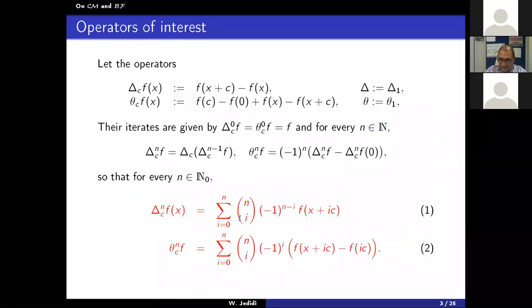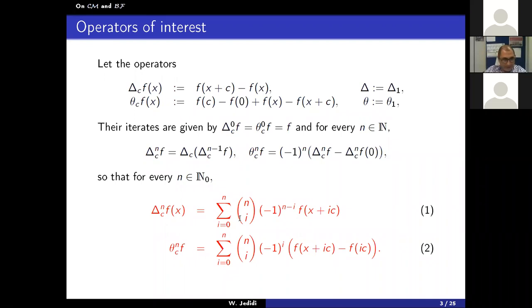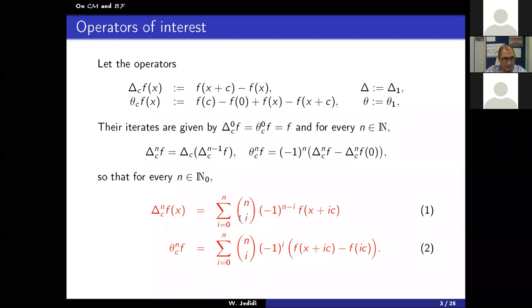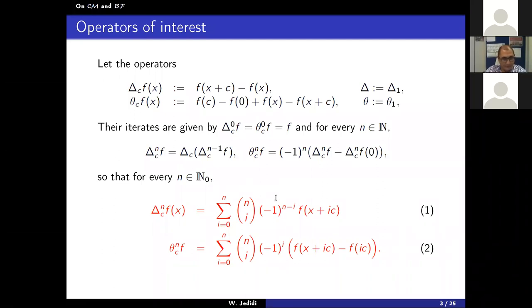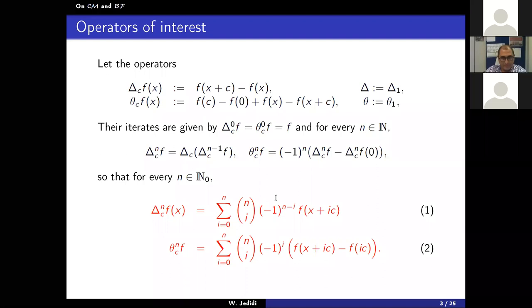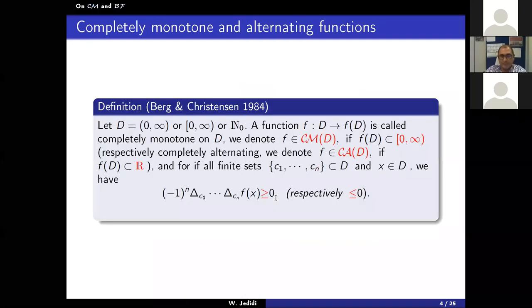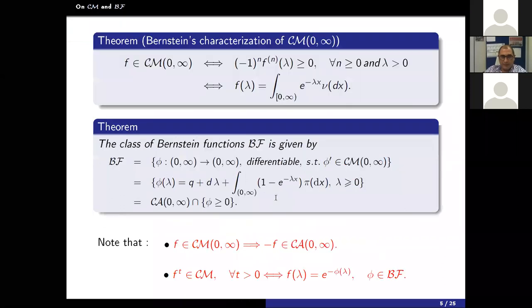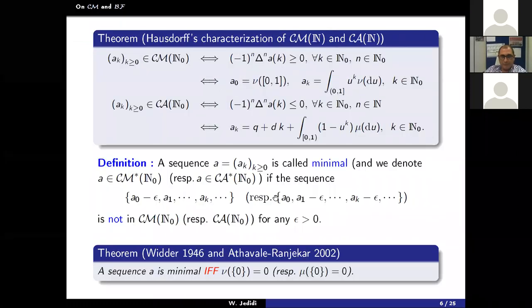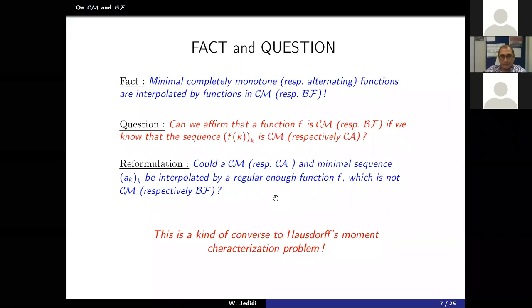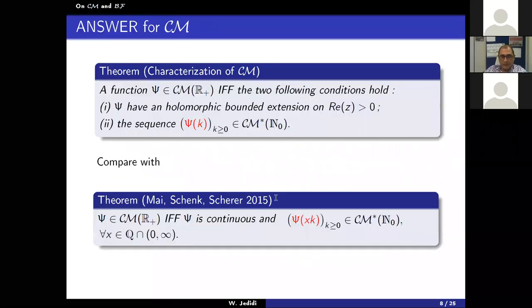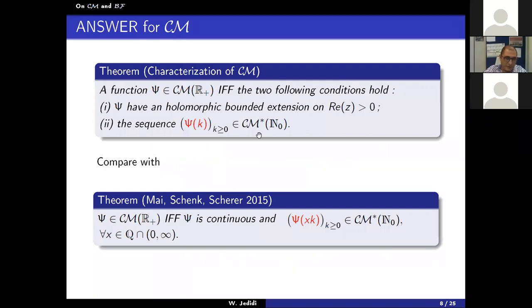I'm not sure that I understand well, mainly the first part of your talk. So if I understand well, you speak about Bernstein functions and completely monotone functions, and we give some characterization of them. And we link this to a Levy measure, a Levy process. Is it right? Your motivation was Levy-Khintchine and Levy.